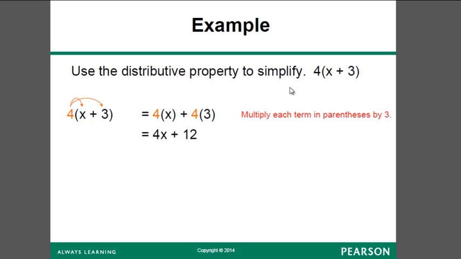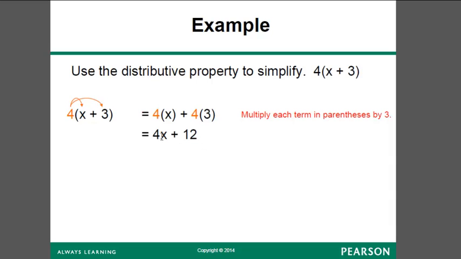Here's one where I'd use the distributive property to simplify 4 times the sum of x plus 3. I took my 4 and I distributed it into my parentheses. I took 4 times my x and 4 times my 3. And I got 4 times x plus 4 times 3. I multiplied each term in the parentheses by 4. Then 4 times x just gives me 4x, and 4 times 3 gives me 12.